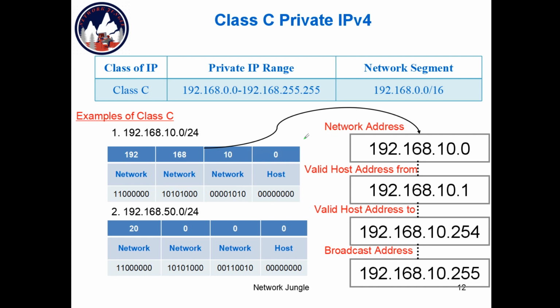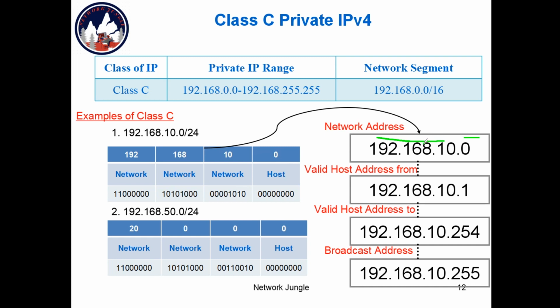Here are two examples of Class C private IP address: 192.168.10.0/24. Then another example is 192.168.50.0/24. Here it is /24. So the first 24 bits cover the network portion, and the last 8 bits cover the host portion.